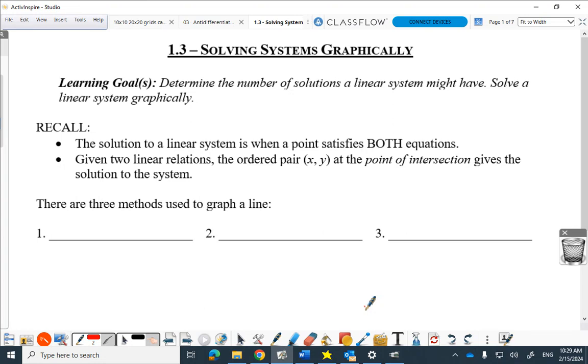Graphically. I don't know what systems mean. I don't know what solving means. I sort of know what graphically means. I know, that's what I'm going to teach today. I'm going to teach all of these things in one lesson.